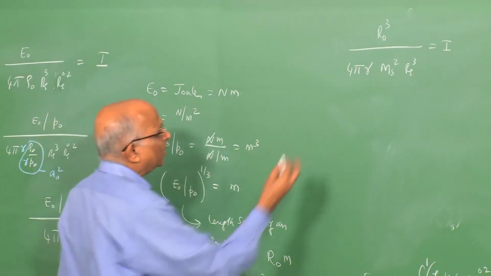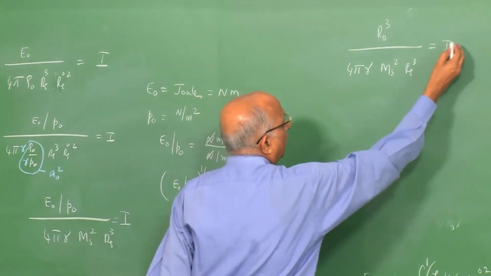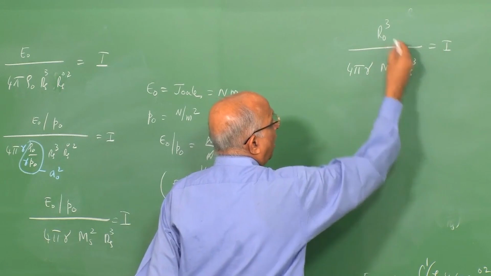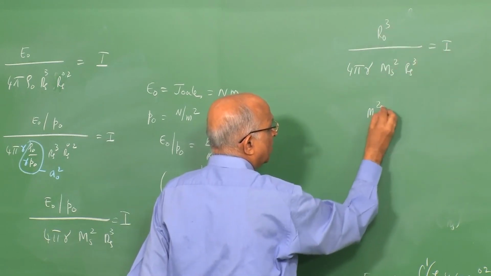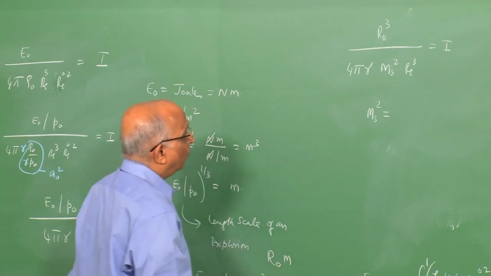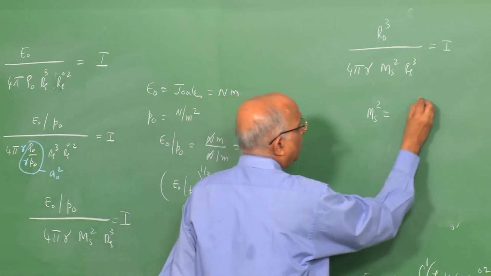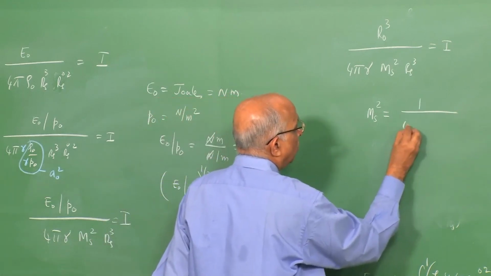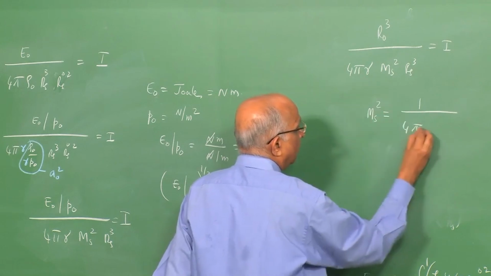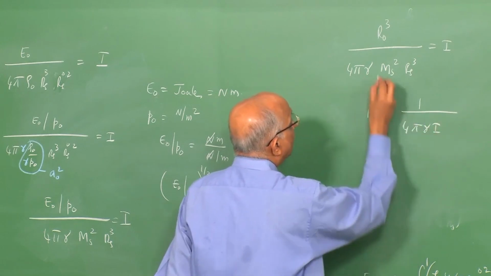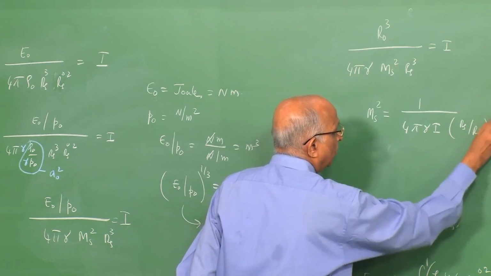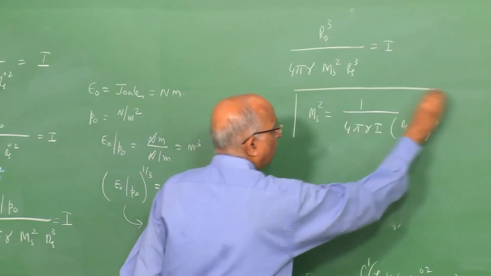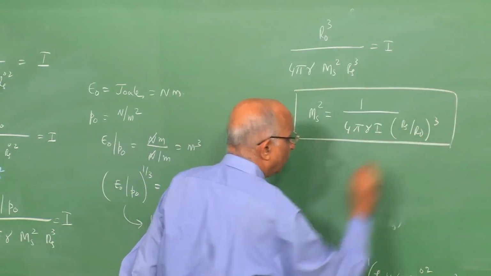Or rather, from this, let us say I take the R0 and bring it here, I get explicitly the value of Ms squared, that is the Mach number of the blast wave. What is it going to come as? It is going to come as equal to 1 over 4 pi into gamma into I, into Rs by R0 cubed. This is the value of the Mach number of the lead blast wave.